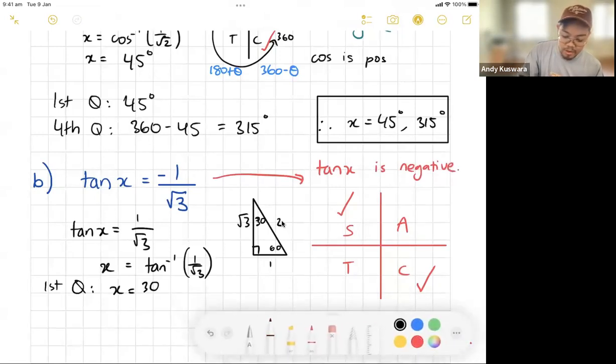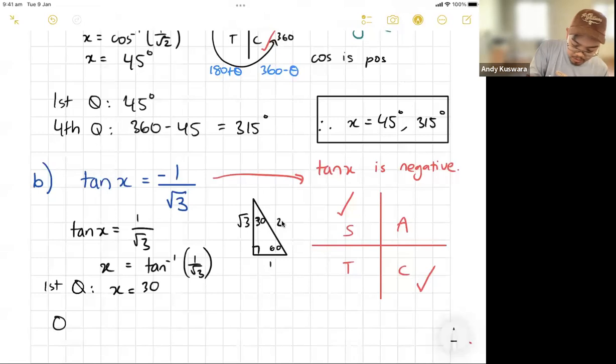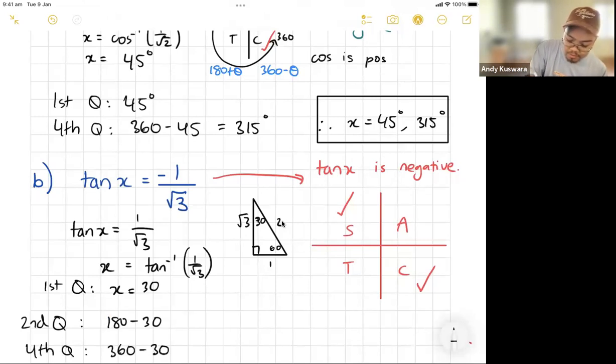So now I'm trying to find all my related angles. So in other words, I want my second quadrant. And how do I find my second quadrant? It's 180 minus my first quadrant. And my fourth quadrant again is going to be 360 minus my original. And so that gives me 150 degrees and 330 degrees.